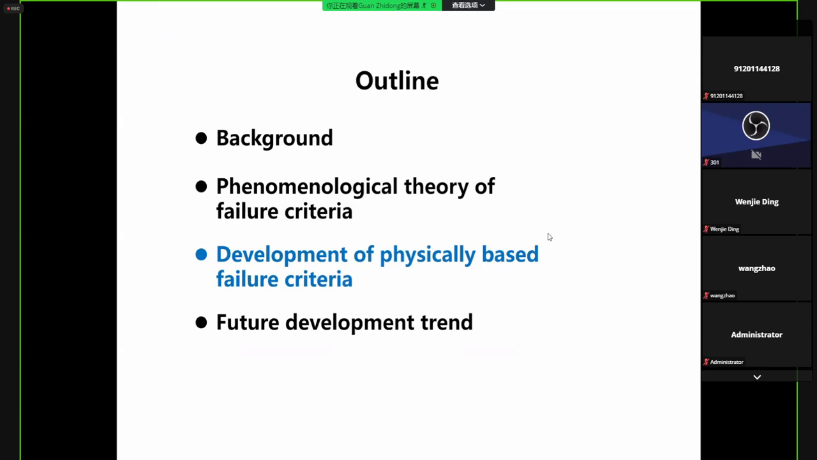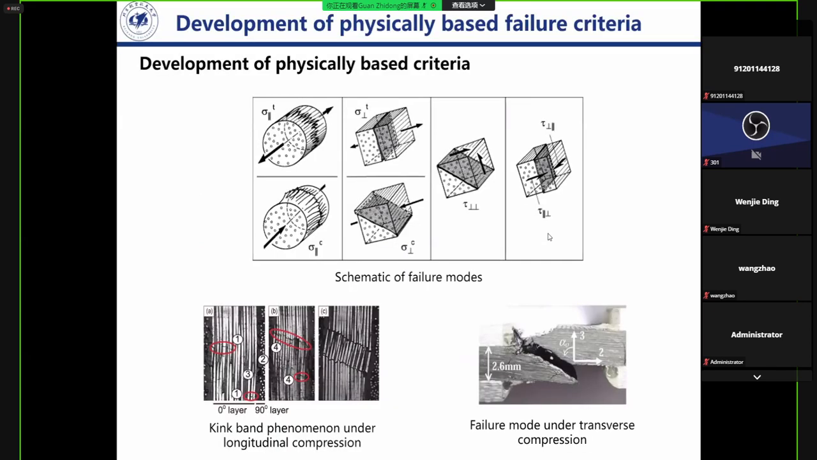The development of physical-based failure criteria. The failure of composites has a very large variety of failure modes. According to the dominating constituent of failure, it can be divided into fiber failure and matrix failure. Different failure modes have different failure mechanisms.